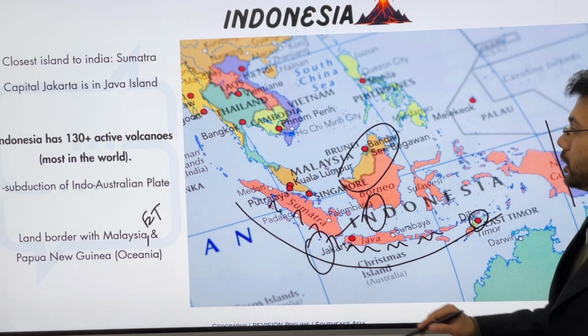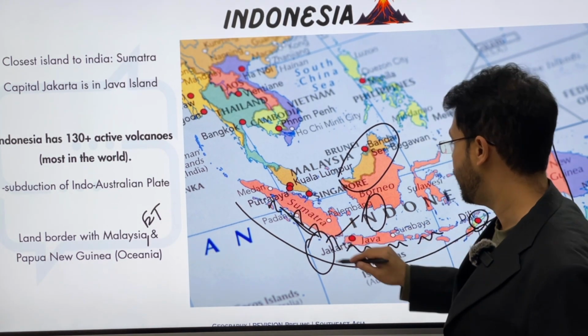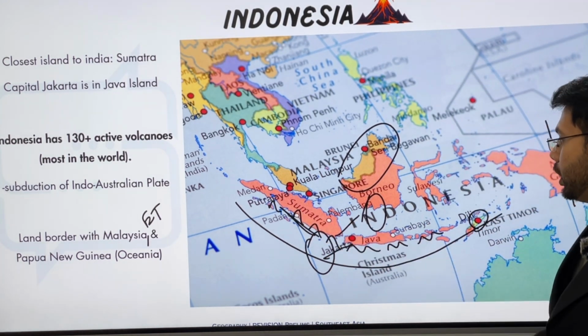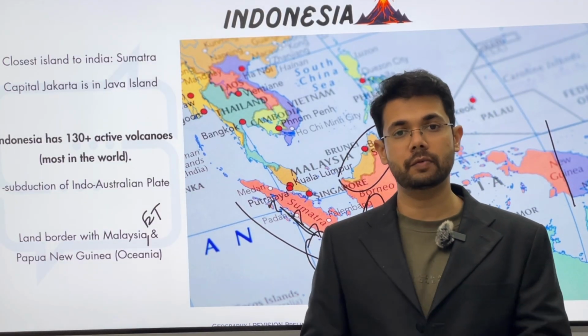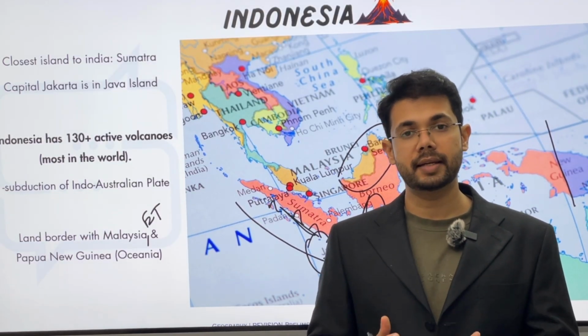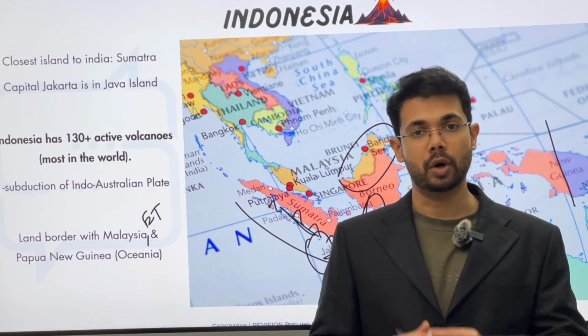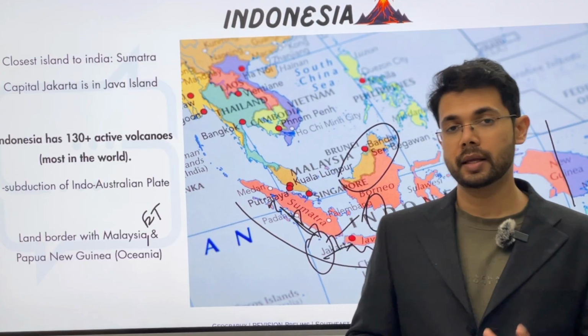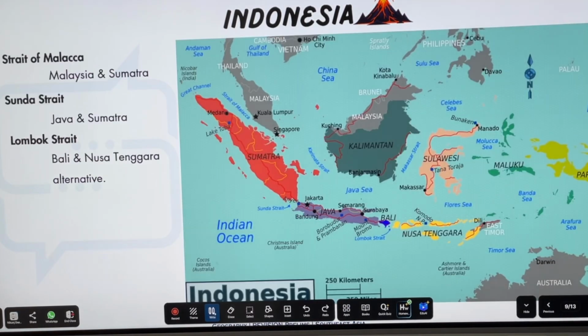The closest island to India is, sorry, the Sumatra island, and Jakarta, the capital, is on the Java island. So remember, J for Java, J for Jakarta. So the island that has the capital city is not closest to India. What are we left with? Sumatra island. Now, another important thing about Indonesia are its seas and straits.